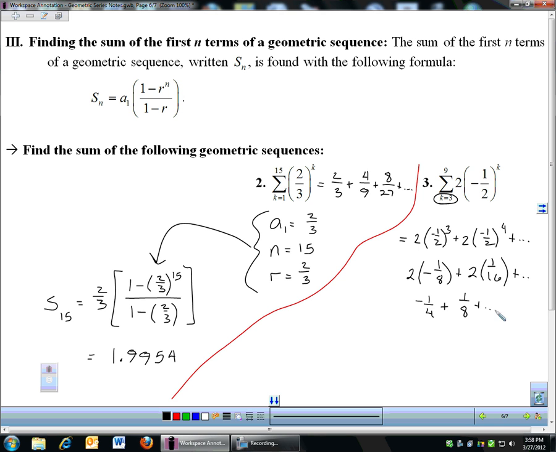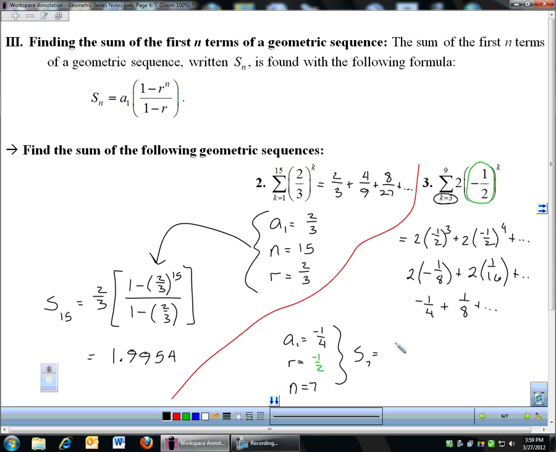And then it continues, and I can look at that, and I can tell that my first term is negative 1/4. My ratio, and again, the ratio is going to be whatever the number is being raised to the variable power. My ratio here is negative 1/2. And the number of terms, this is that counting principle I was telling you about. If I count from 3 to 9, I know the difference is 6, but there are actually 7 terms in that. So n is 7, and then we'll take that and we'll put that into the formula for the sum of the first 7 terms.